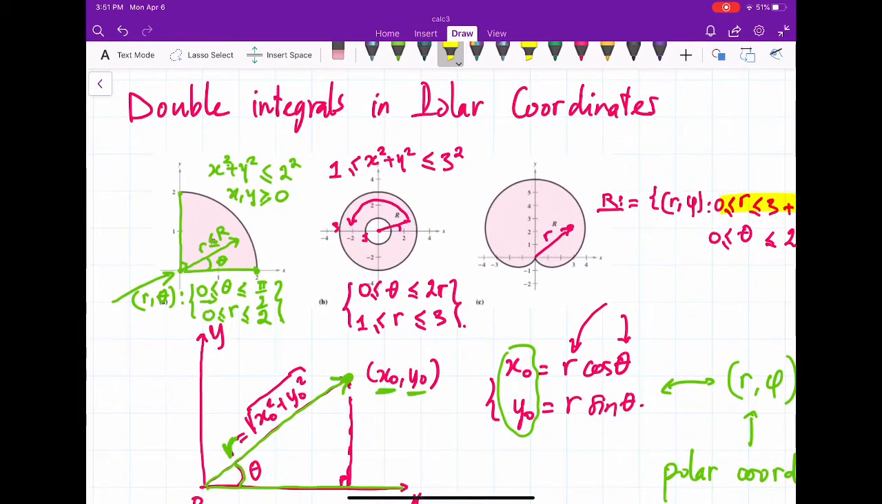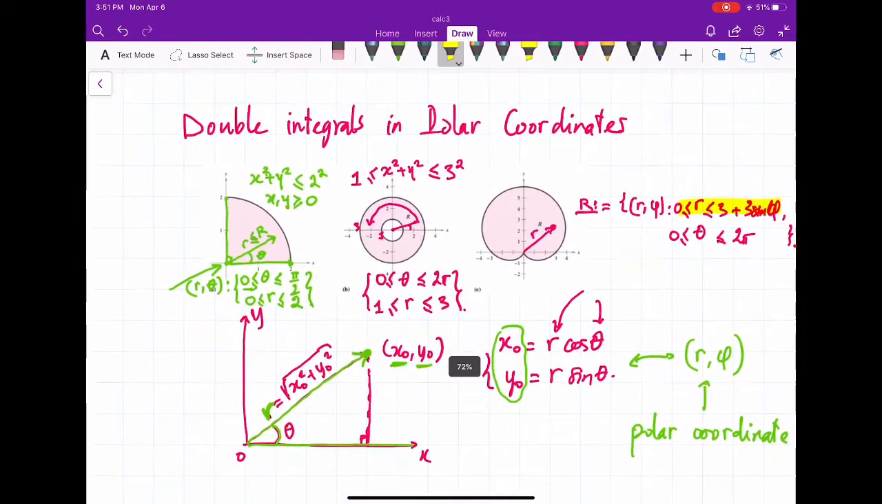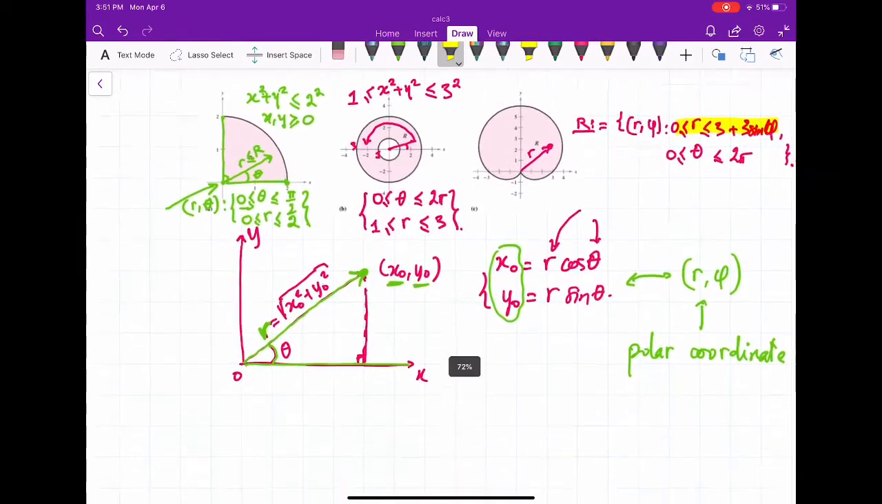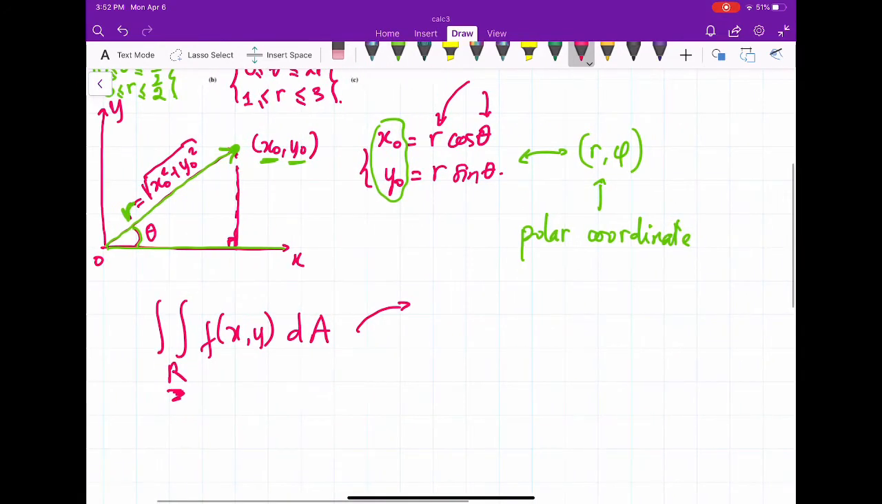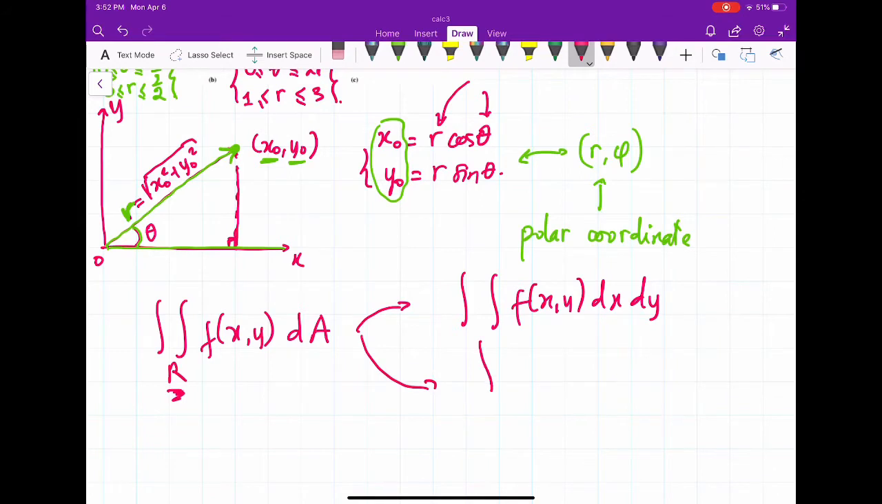So these three examples show you how we can describe a region on the plane using polar coordinates. All right, now let's go back to our topic, integration. In the previous video, we studied double integrals. We integrate some function f(x, y) on some region R, and we learned how to rewrite such an integral in terms of iterated integrals, f(x, y) dx dy or f(x, y) dy dx.